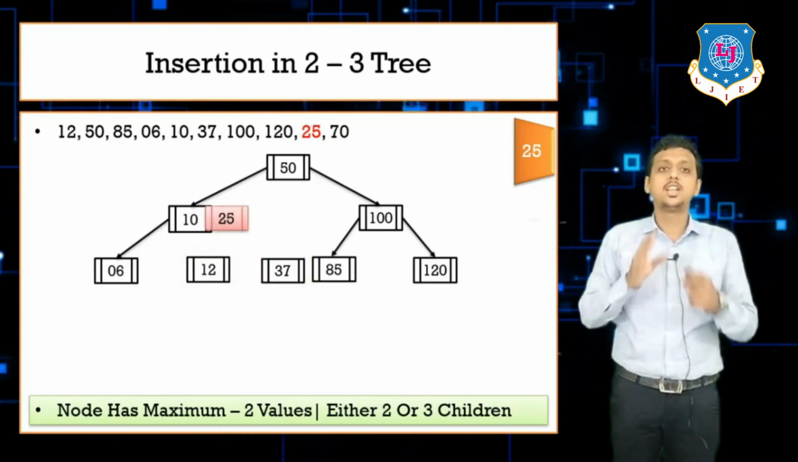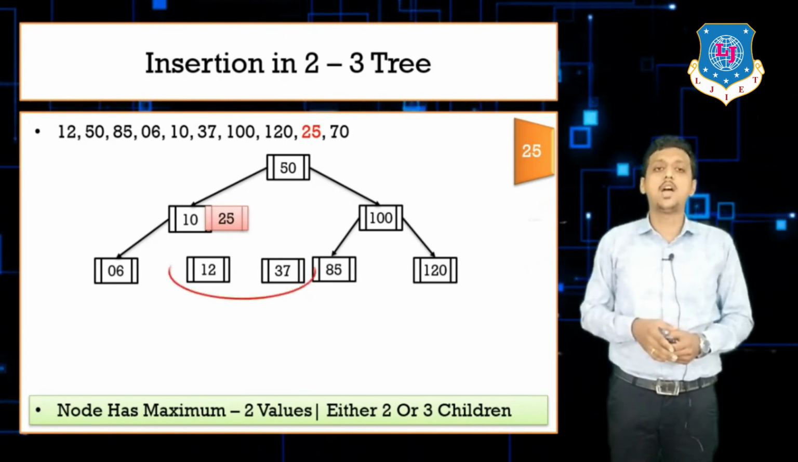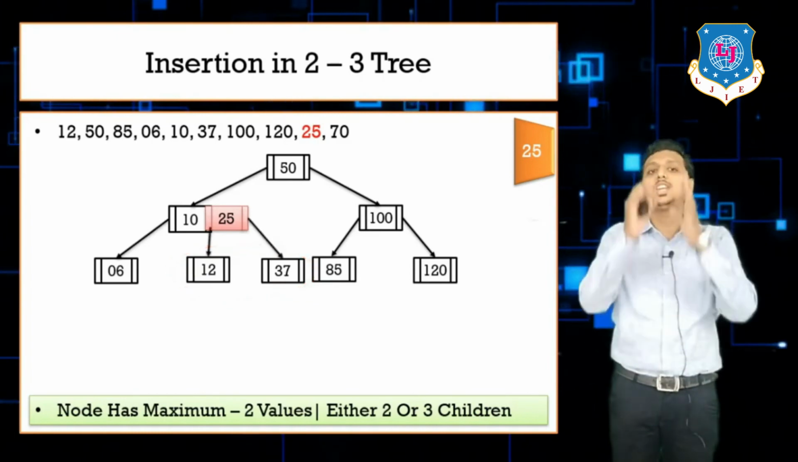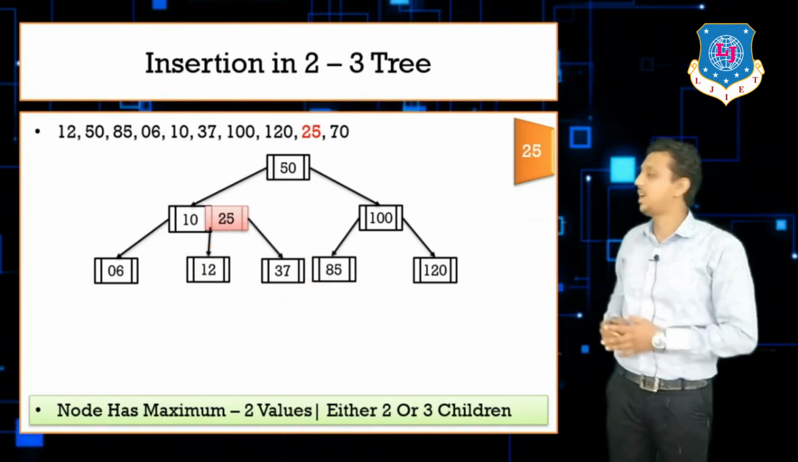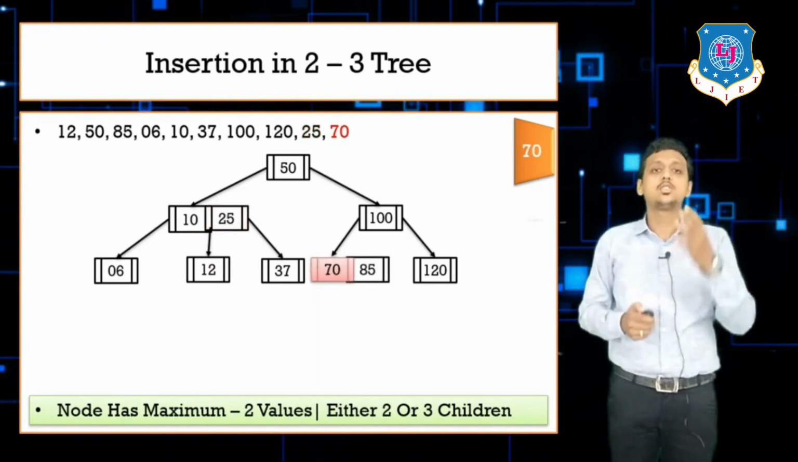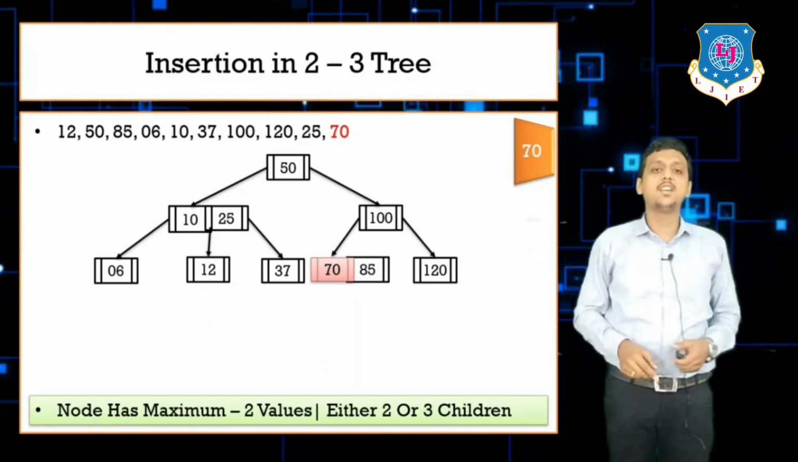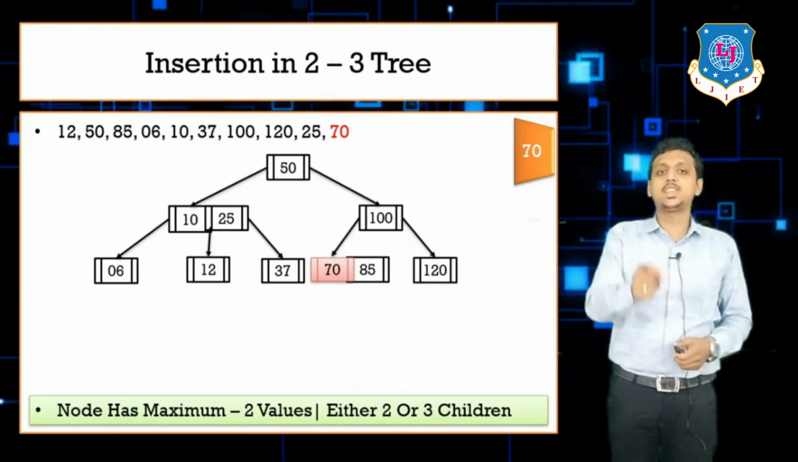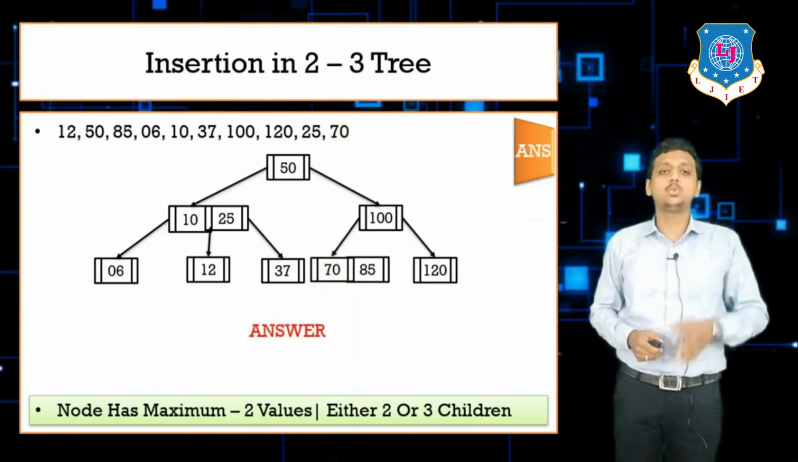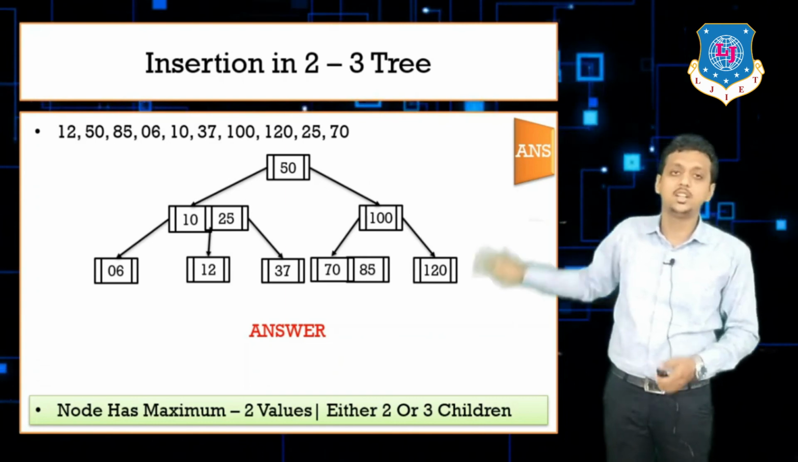So here it is, 10 and 25 are going to combine together. In the middle of 10 and 25, I have 12. On the right side of 10 and 25, I must have 37. So that is my final answer. On the next value, we have 70 with us. So 70 can be easily inserted on the left of 100, where I have 85. So it will be situated with 85. So here 70 and 85 are combined together, and this becomes my final answer of the 2-3 tree.